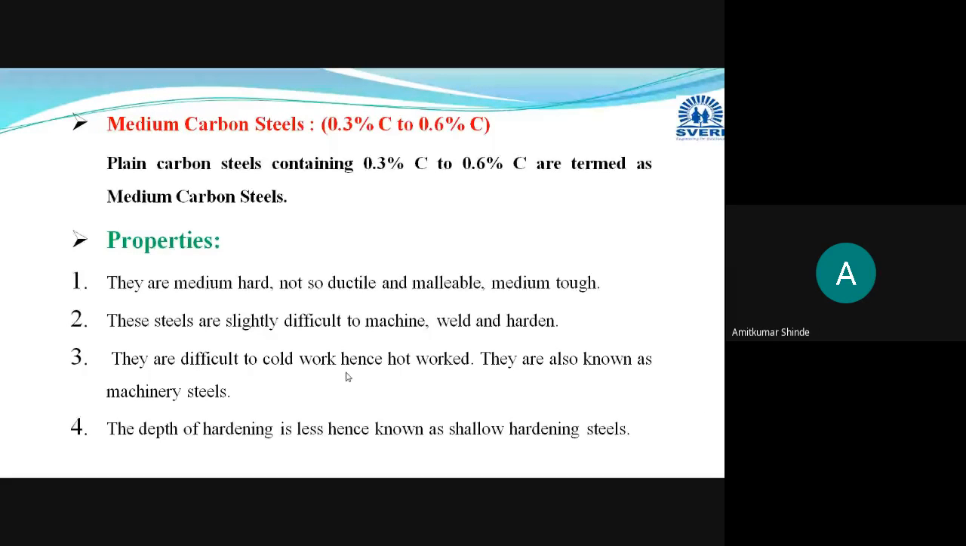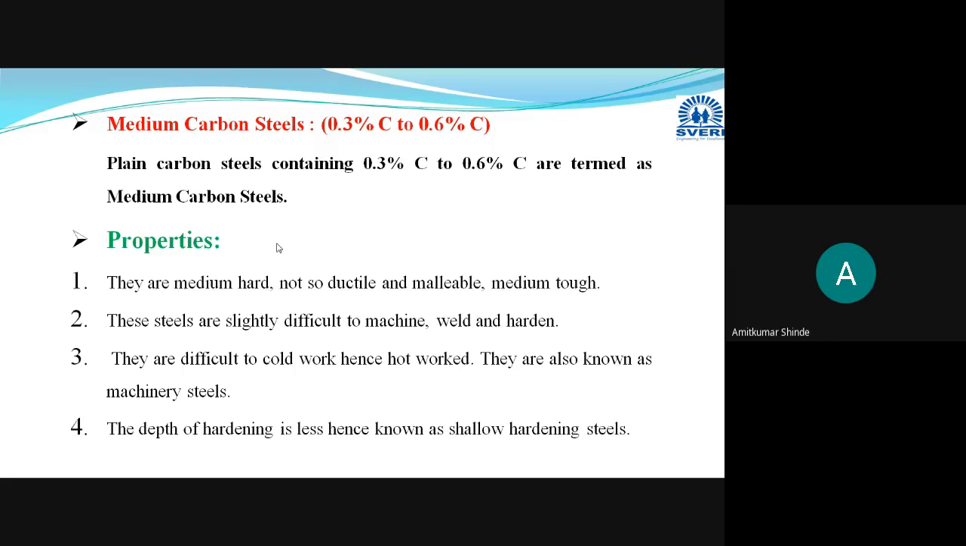Now this medium carbon steel is a type of plain carbon steel, and it contains carbon percentage within the range 0.3 to 0.6%, and it is termed as medium carbon steel. Now, it is very easy to determine the properties.